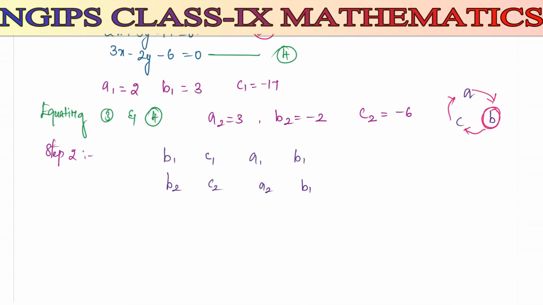Now I am going to substitute the values. b1 we have 3 and b2 is minus 2. c1 is minus 17, c2 is minus 6. a1 is 2, a2 is 3. And b1, b2 values, we have here 3 and minus 2. Okay, we have written all the values of b1, c1, a1, b1, b2, c2, a2, b2.